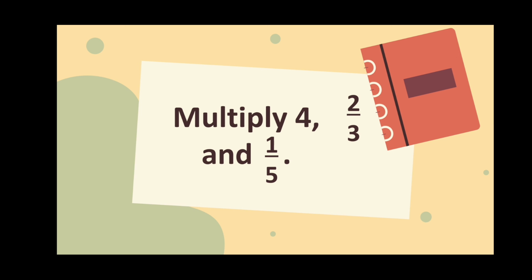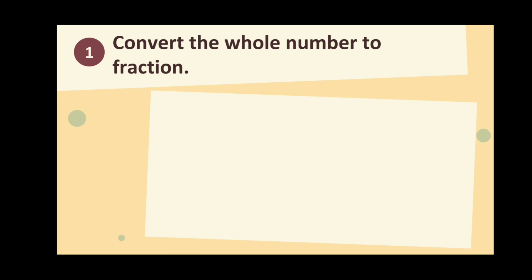Next, multiply 4, 2 over 3, and 1 over 5. So, dito medyo madali lang dahil isa lang ang hindi naka-fractional form, which is the whole number 4. Convert the whole number to fraction. So, again, tulad ng sinabi ko sa inyo, lahat ng whole number ay merong denominator na 1. So, therefore, from 4, this will be 4 over 1. And then the rest, ganun lang siya kasi naka-fractional form na naman siya.